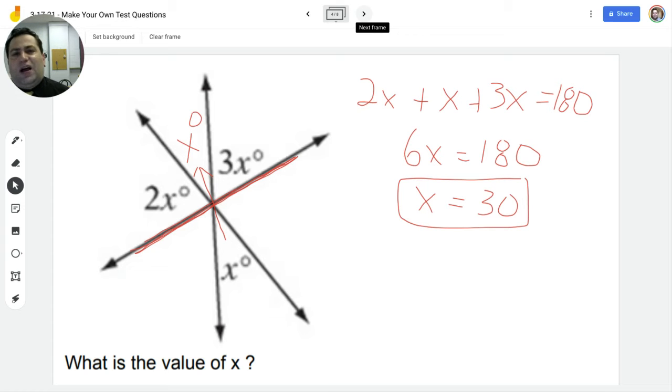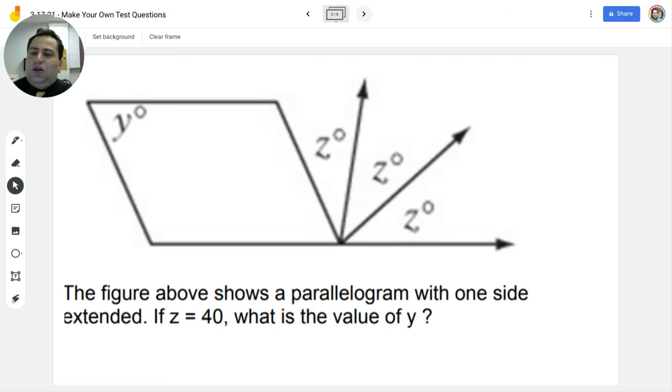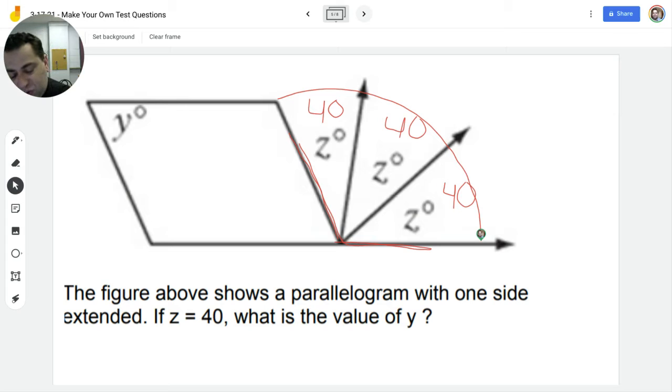Let's look at number 5. I believe these are on the back of the exercise. So here in number 5, it says the figure above shows a parallelogram with one side extended. If z equals 40, what is the value of y? So what we have here is this external angle broken up into 3 angles. So z is 40. So I have 40 degrees, 40 degrees, 40 degrees, right? And this whole external angle is 40 times 3, or 120.